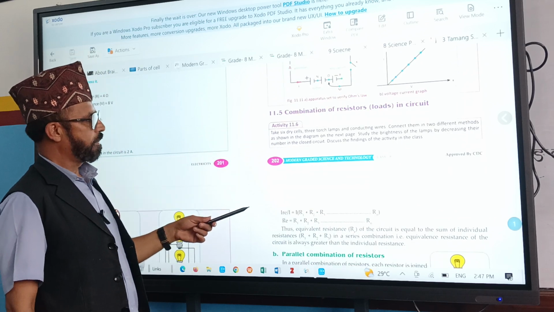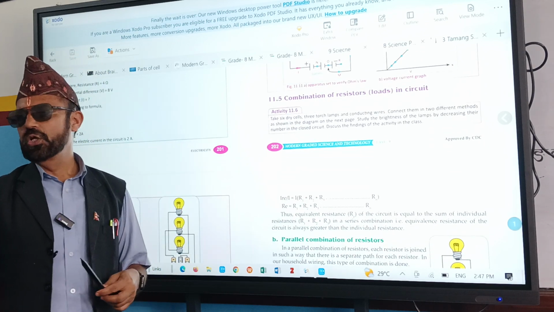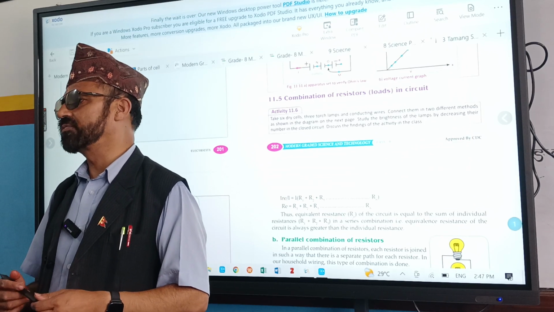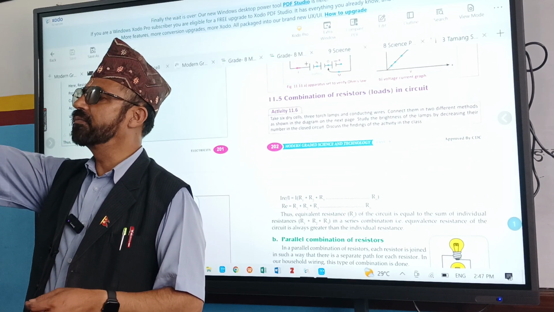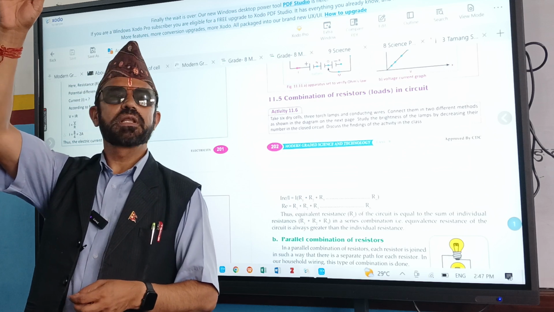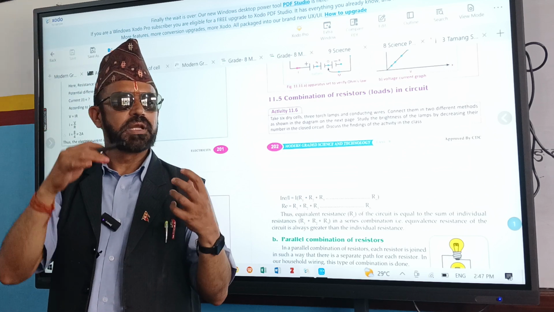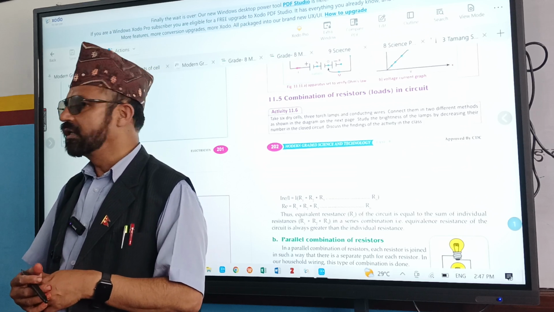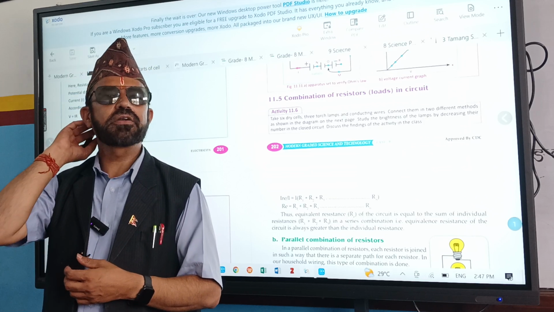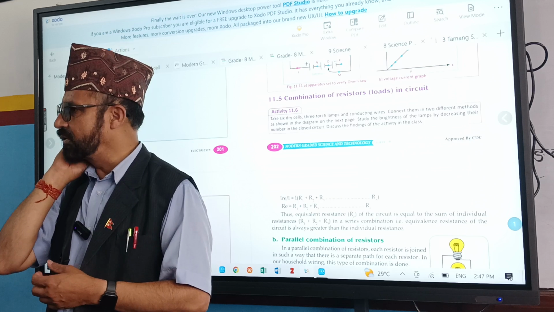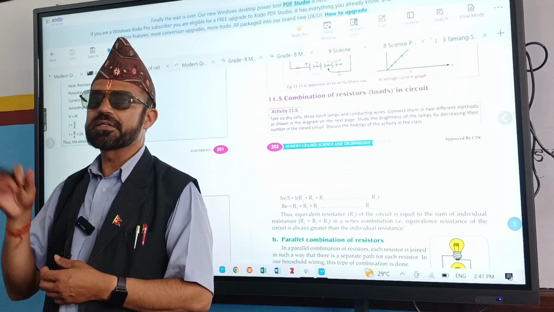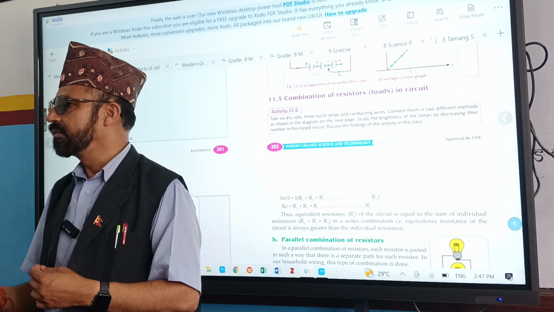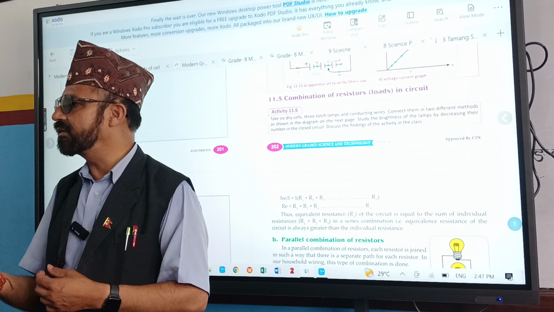Combination of resistors. Resistor means load. Load means those devices which convert electrical energy into other forms of energy, like an LED bulb or an electric fan or electric pressure cooker, electric kettle, electric hair dryer, and electric iron, vacuum cleaner. Vacuum cleaner converts electrical energy into mechanical energy.